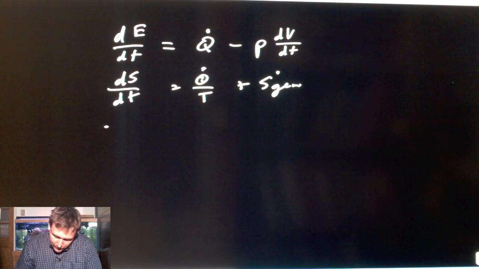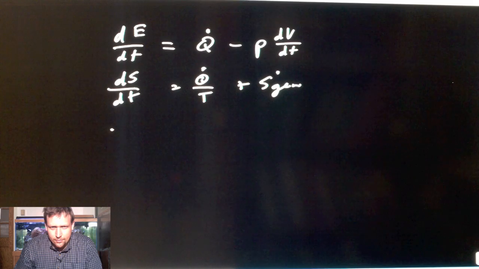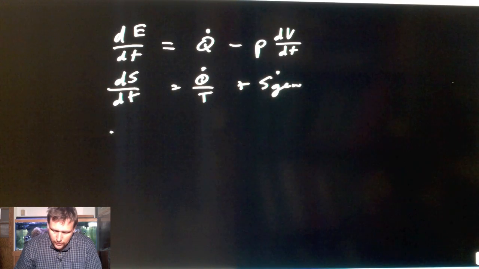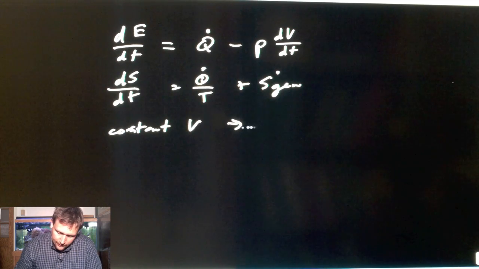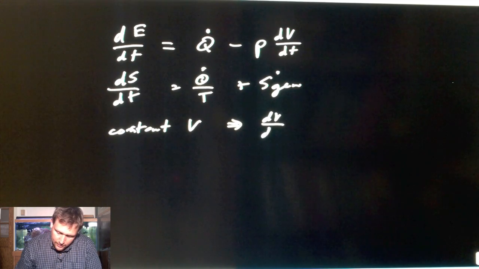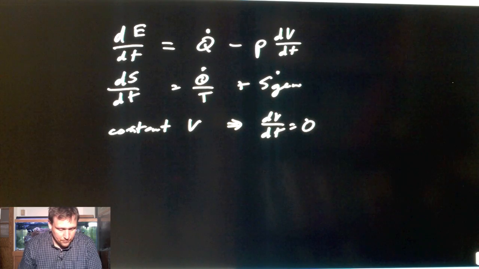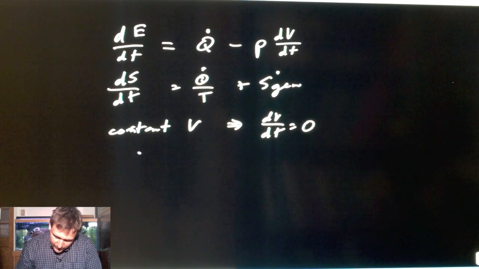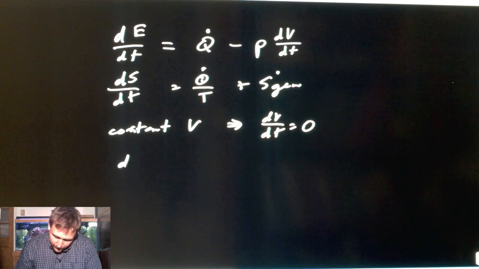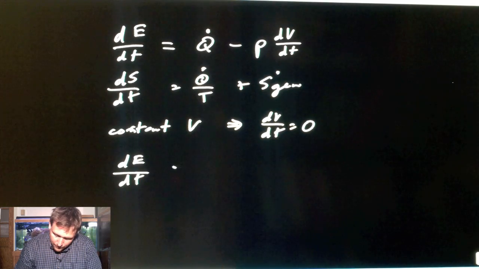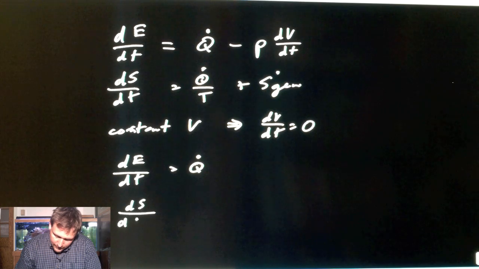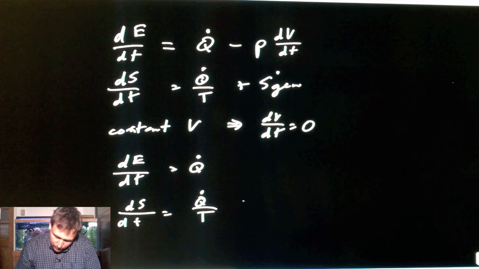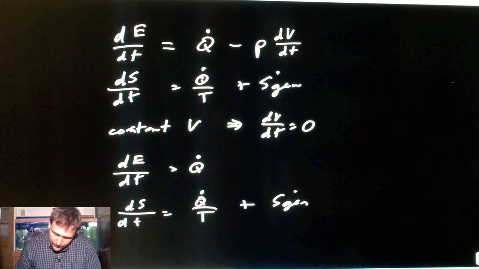So we start off with the problem right away: constant temperature, constant volume. So what we can do is write constant V gives us dV/dt equals 0. We can substitute this into the equations above, and we end up with the following: dE/dt equals q dot, dS/dt equals q dot over T plus S gen dot.